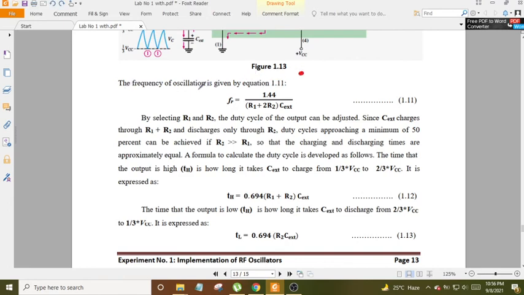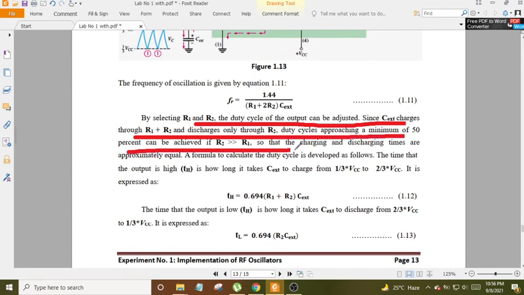The frequency of oscillation is given by equation 1.11. By selecting R1 and R2, the duty cycle of the output can be adjusted. Since C_EXT charges through R1 plus R2 and discharges only through R2, duty cycles approaching a minimum of 50% can be achieved if R2 is much greater than R1, so that the charging and discharging times are approximately equal.